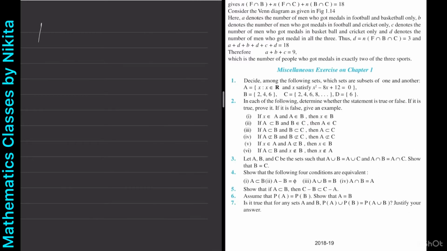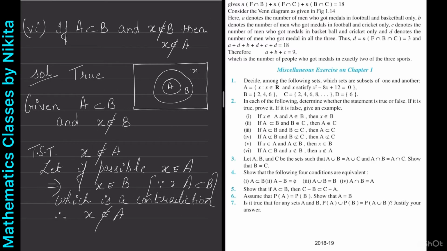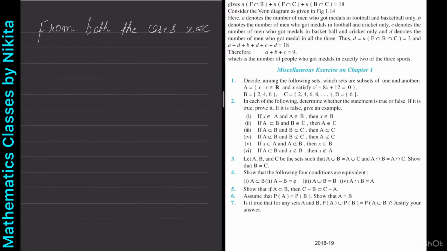So we will write from both the cases x belongs to C. और x element कहाँ का था? We have taken x to be first. x belongs to B and x belongs to C हमने show कर दिया. So therefore what we get? B is contained in C. Mark this as 1. Now next we will show that C is contained in B.